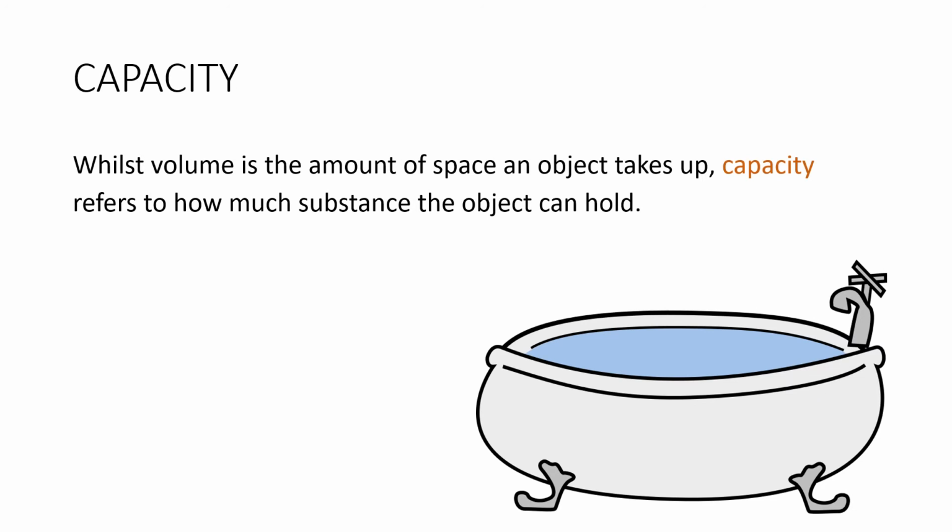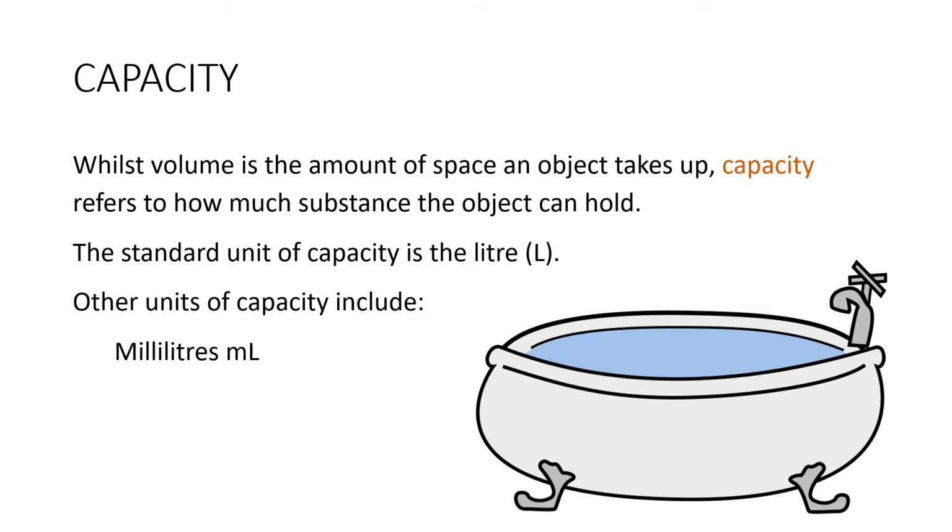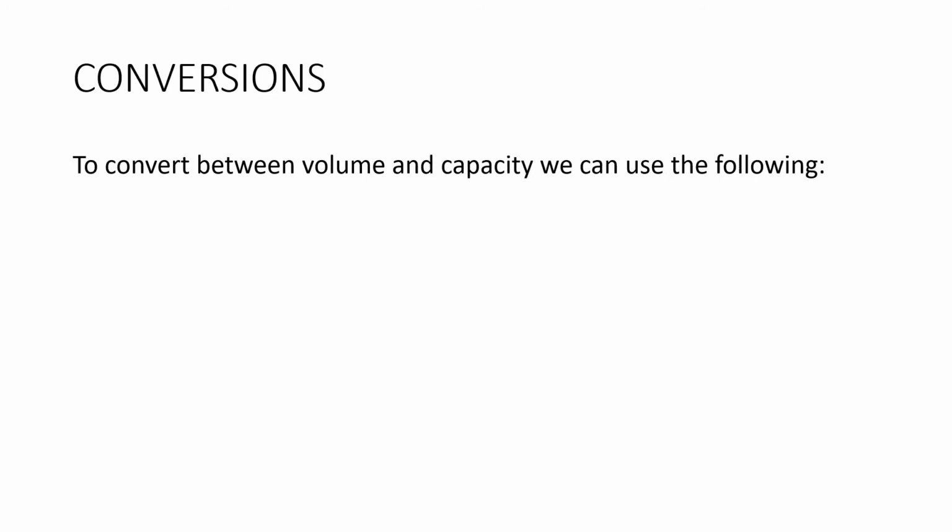Now whilst volume is the amount of space an object takes up, capacity refers to how much substance the object can hold. And the standard unit of capacity is the litre. We give it the symbol capital L. But we also use milliliters, there's 1,000 mils in a litre, kiloliters, which is 1,000 litres, and megaliters, which is 1,000,000 litres. Now we can convert between volume and capacity, and there are 2 conversions that you need to memorize.